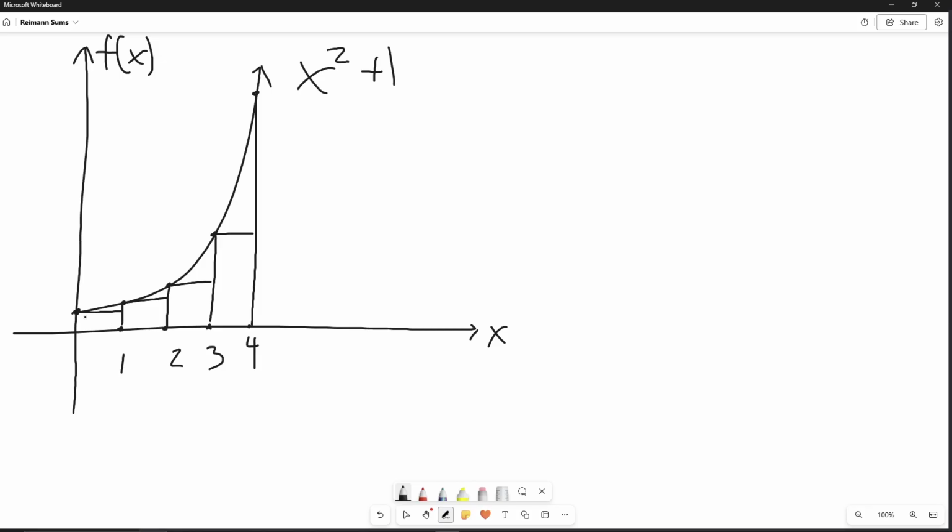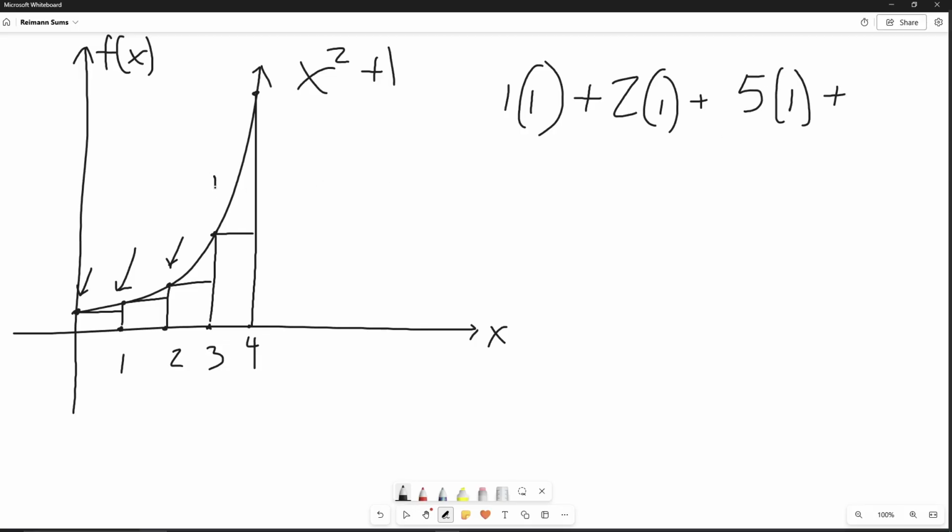And to find the height, since we're going from the left, our height is just going to be the y value of our point on the left of the rectangle. So here it's going to be at x equals 0, which is just 1, and multiply that by the width, which is also 1. Here it's going to be 2, because 1 squared plus 1 is 2, times 1, plus 2 squared plus 1, which is 5.